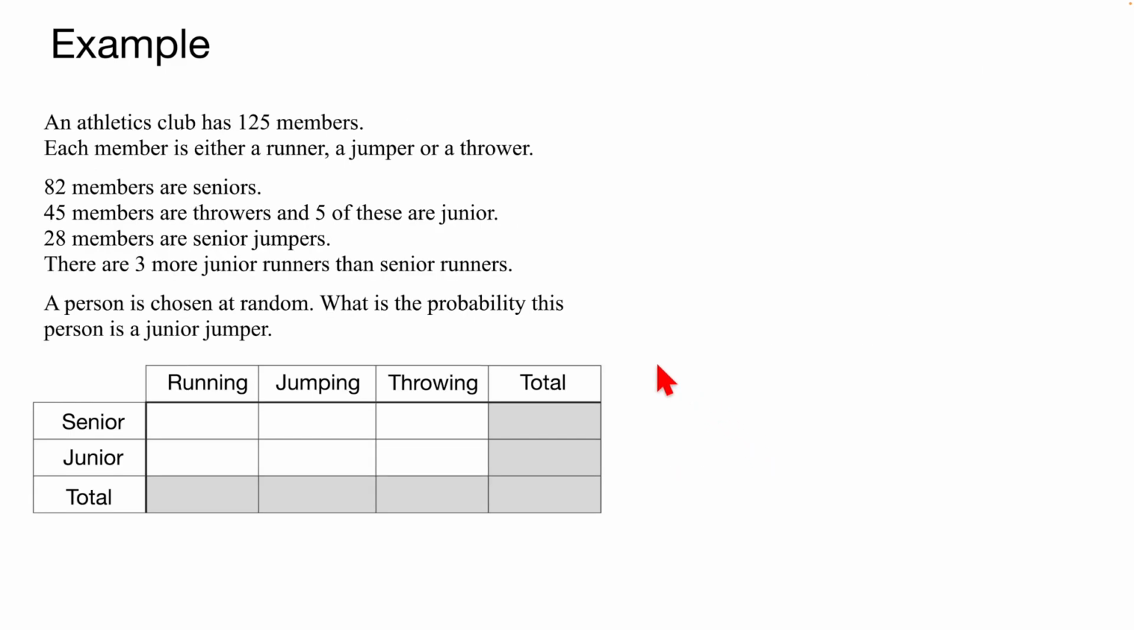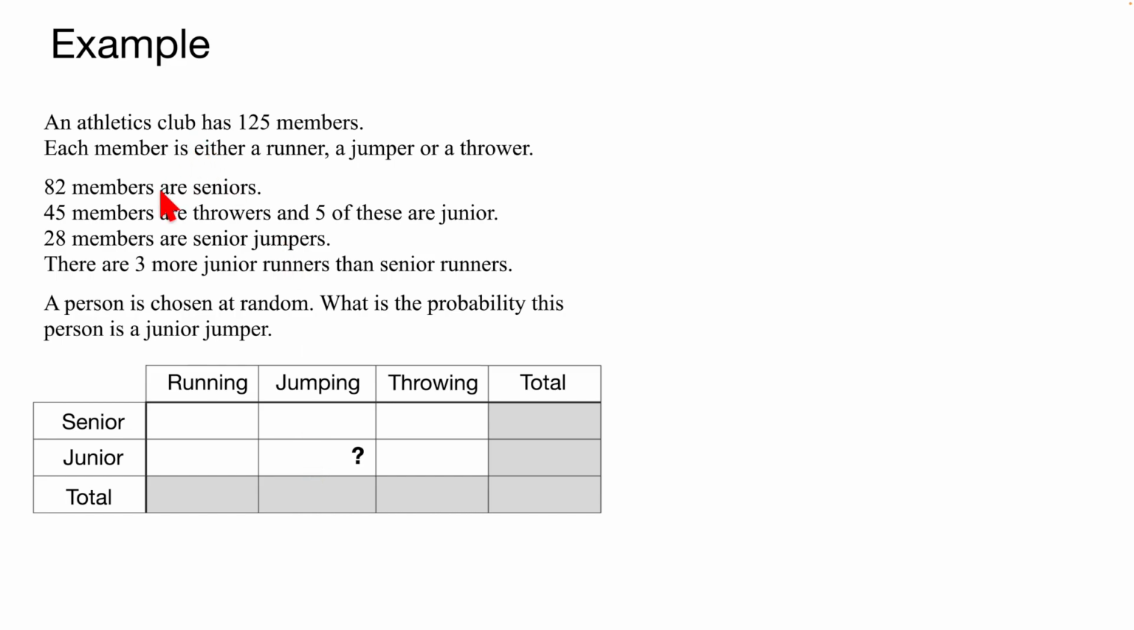Here's another example. 125 members in this club. You're either a runner, a jumper or a thrower. You're a senior or a junior. We're told a few facts. A person is chosen at random. So out of all the club members, what is the probability he's a junior jumper? Jumping juniors down here, we're looking for this.